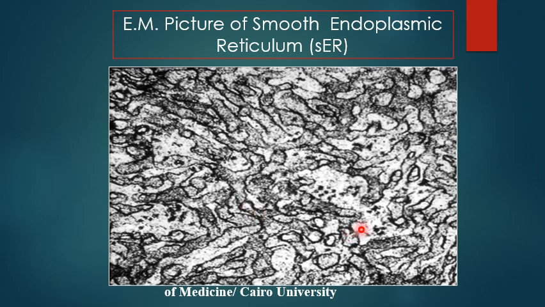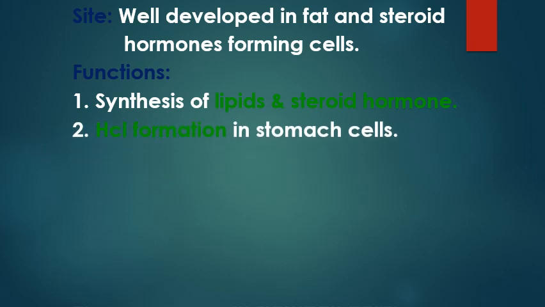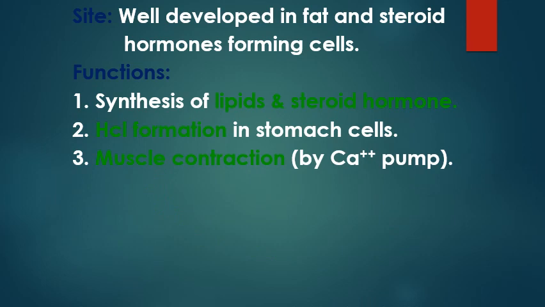This is an EM picture. As you can see here, they are irregular because they are branching and anastomosing, and the outer surface does not contain ribosomes. It is well developed in fat and steroid secreting cells. The functions are synthesis of lipid and steroid hormones, hydrochloric acid formation in the stomach, which is important for digestion, and muscle contraction through release of calcium. It stores calcium for muscle contraction.